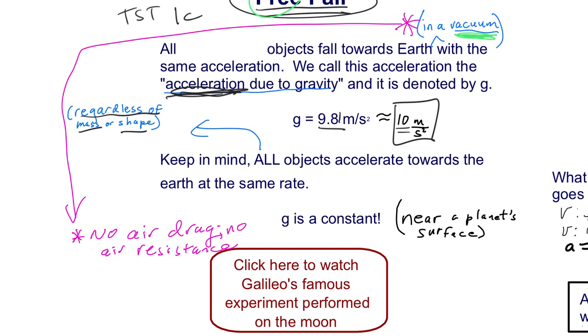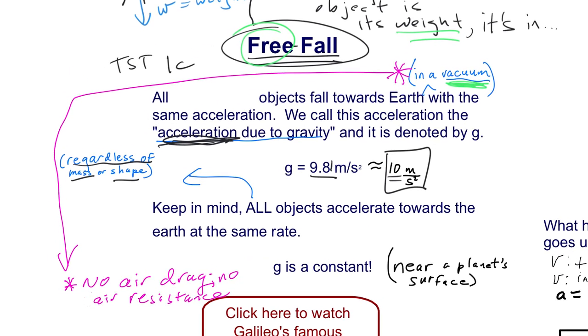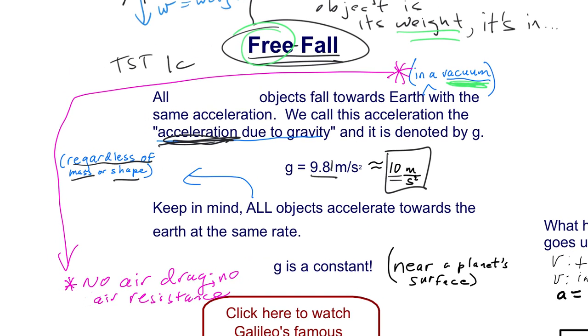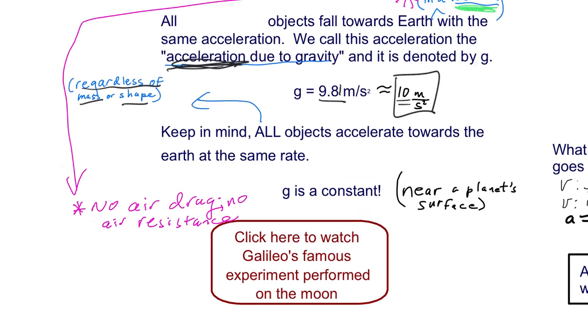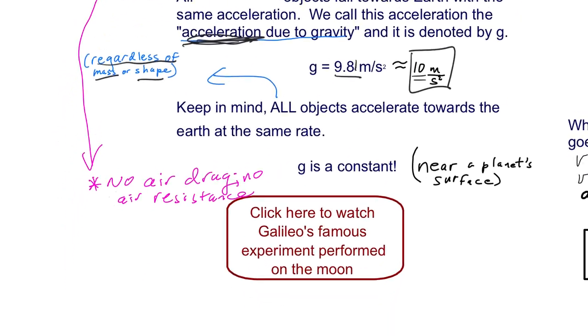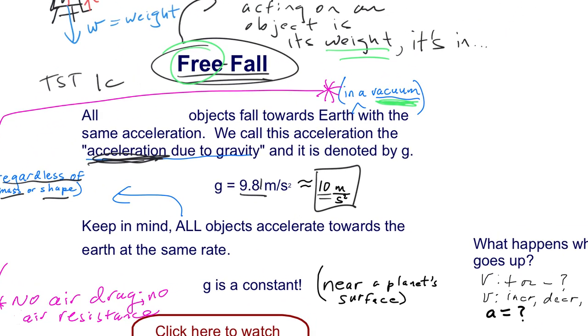So, what if I ask you, in a vacuum, what would fall quicker from the same height? A feather or a rock? Would a feather or a rock fall from a given height at a quicker rate? In other words, which would hit the ground first from the same height?